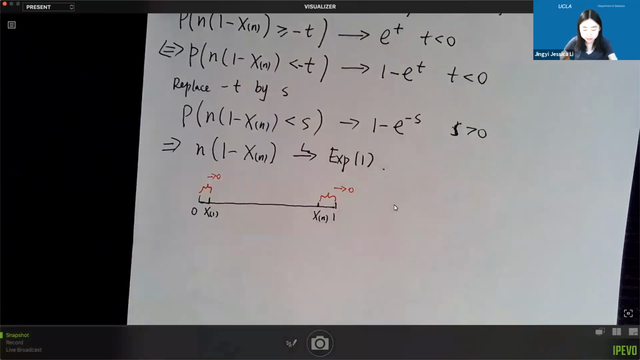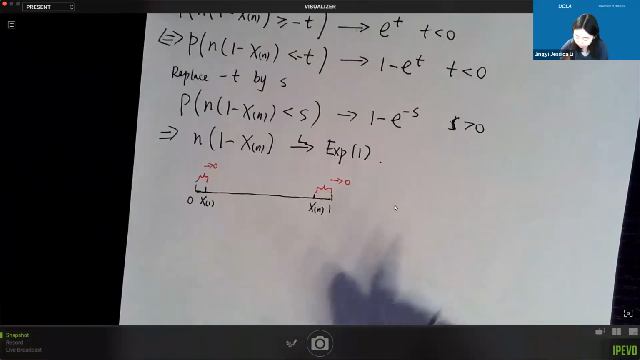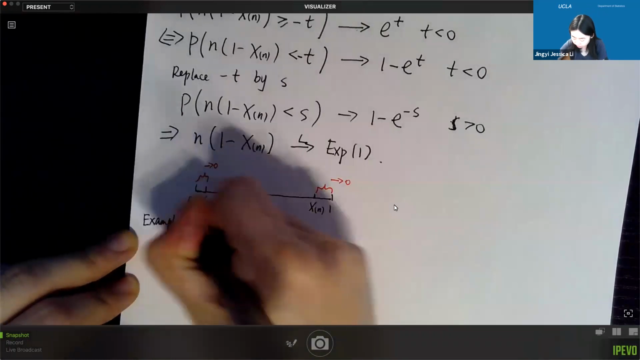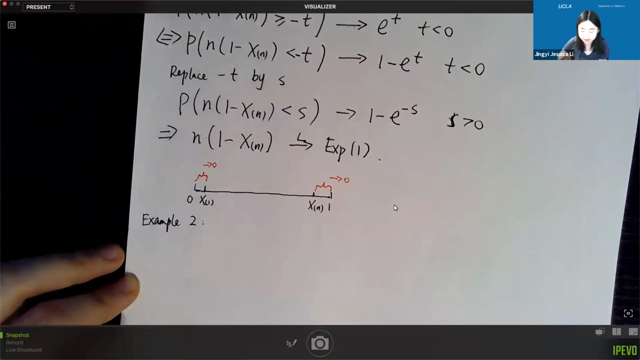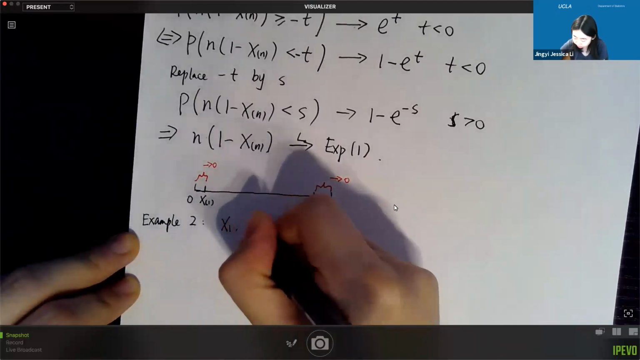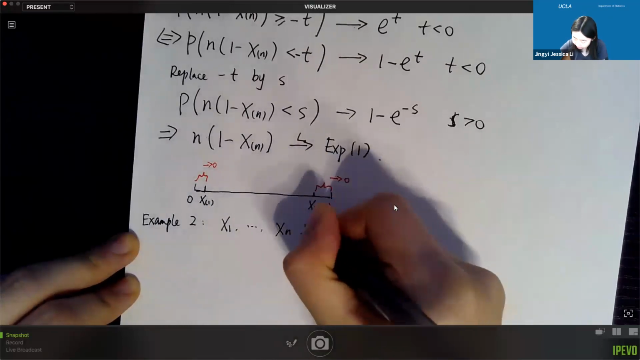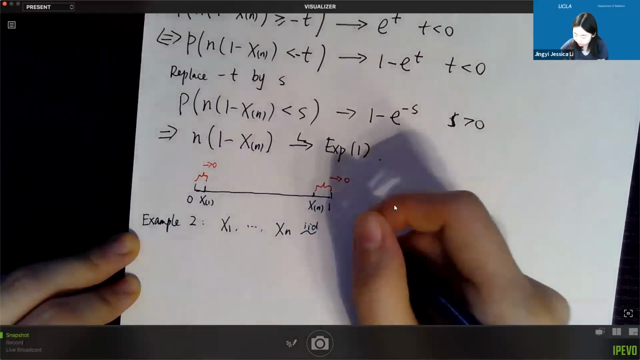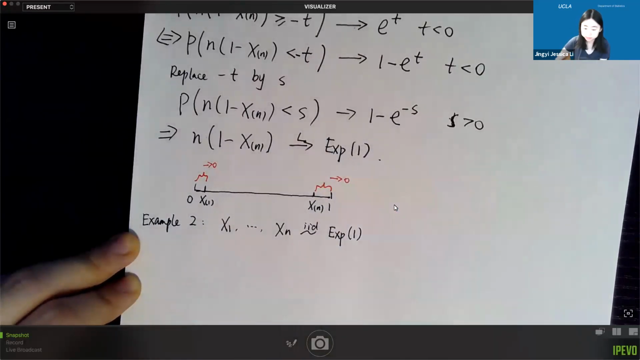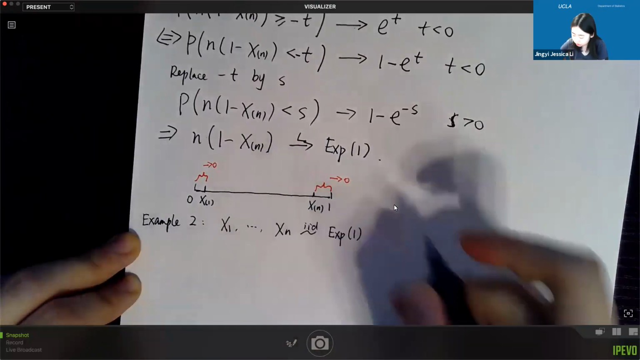Okay, so that's example 1. And we're going to give you another example, also about the maximum. This is a very, very important result, and it's related to another distribution that has a name. Okay, so now we change our condition from X1 to Xn i.i.d. uniform 0 to 1, to now they are i.i.d. exponential 1.